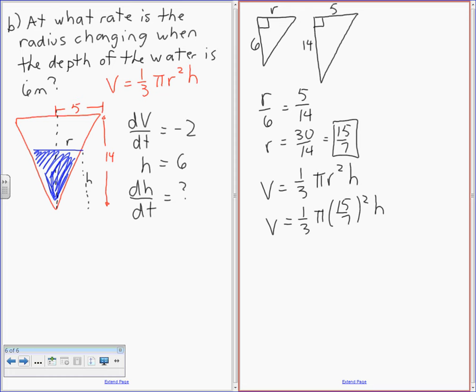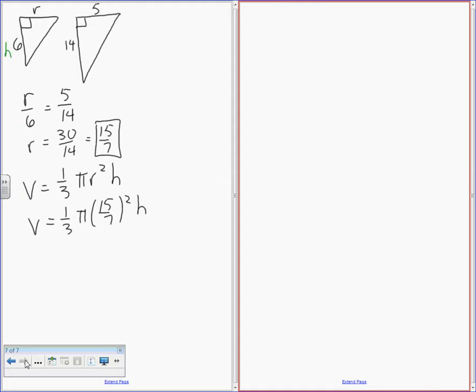Okay, so Evan's got a problem with that, and that's okay. Instead, he wants to put h in there as well. This is a fair thing, so I'll do this one here. He says that r over h is 5 over 14.